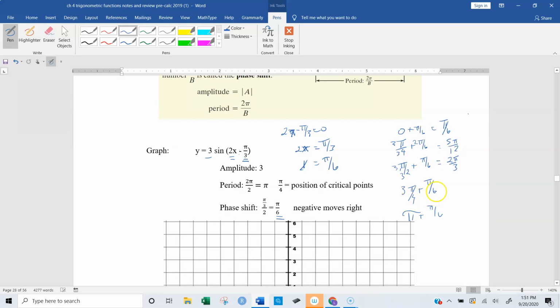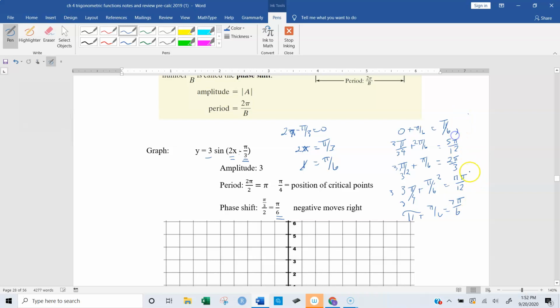Here, the common denominator is 12 again. So we're going to multiply by 3 and by 2. So 9 pi over 12 plus 2 pi over 12, which is 11 pi over 12. And pi plus pi over 6, this is just 7 pi over 6. All right, that's where my points are.